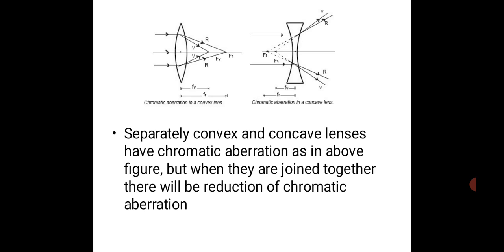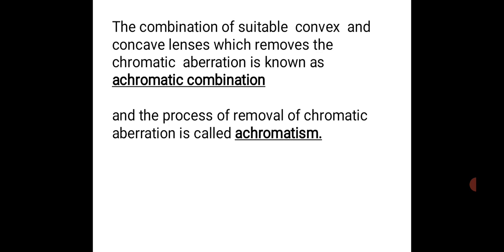So, separately, convex and concave lenses have chromatic aberration as in the above figure, but when they are joined together there will be a reduction of chromatic aberration. The combination of suitable convex and concave lenses which removes the chromatic aberration is known as an achromatic combination, and the process of removal of chromatic aberration is called achromatism.